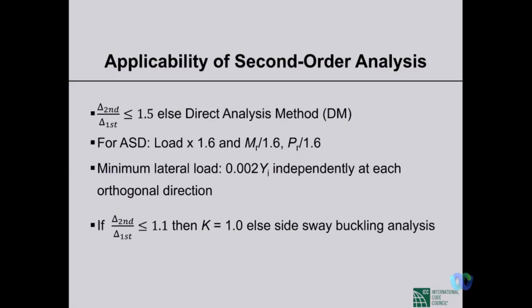Another thing is that we can assume K as 1 if delta second order divided by delta first order is less than 1.1. If it is not so, then we have to go for a sidesway buckling analysis, that is, depending on the end moments, we have to find out the effective length, and there are charts for that. We have to consider those charts if delta second by delta first is more than 1.1. Otherwise, we can conservatively take K as 1. Okay, K is 1, that means what?